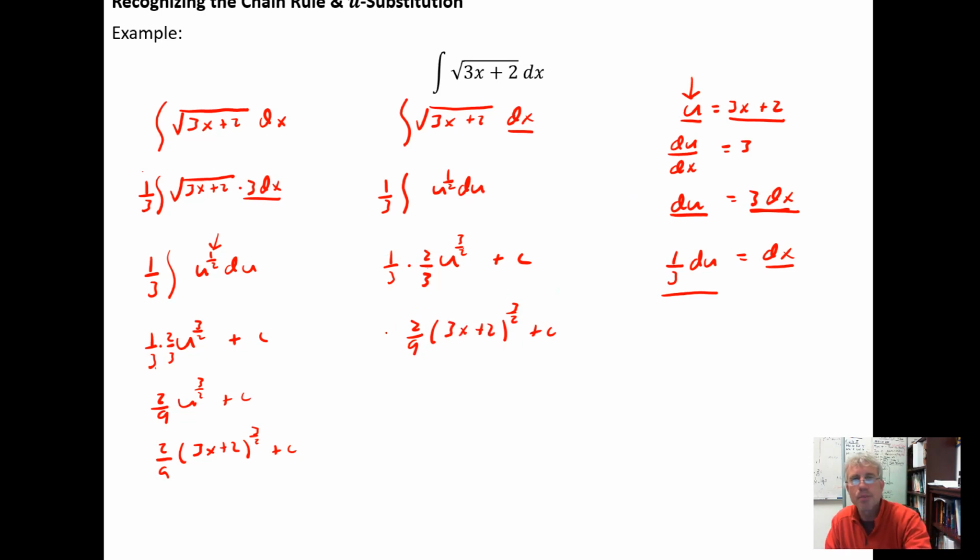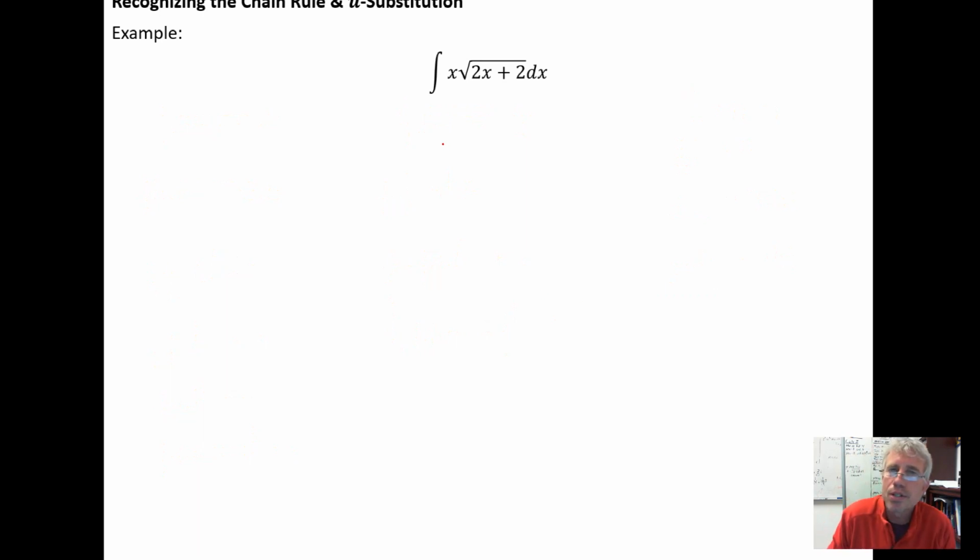So we'll do another example involving radicals. We'll do one here that's a little bit more complicated, and then we'll save an even more complicated radical example for the next video. So I'm going to go ahead and rewrite my integral. I have the integral of x times the square root of 2x plus 2 dx. And I'm going to go ahead and let u equal the 2x plus 2 that's under the radical sign.